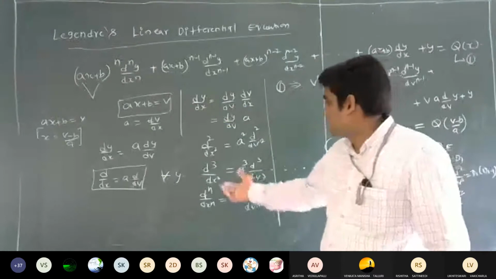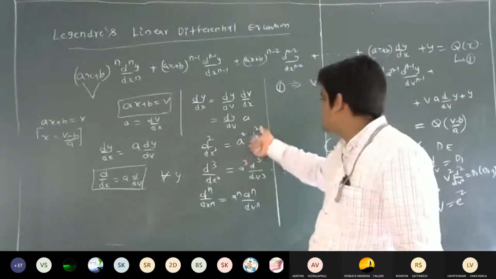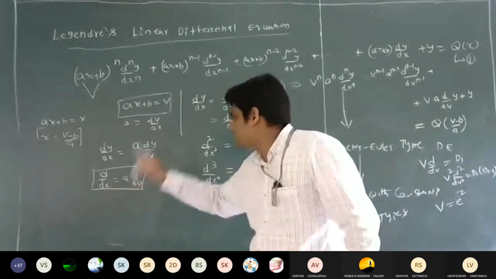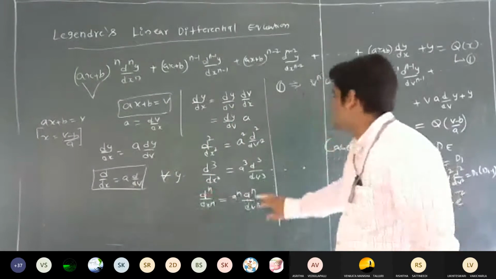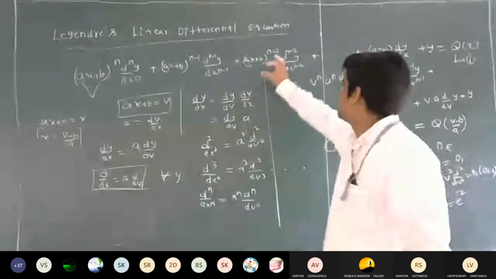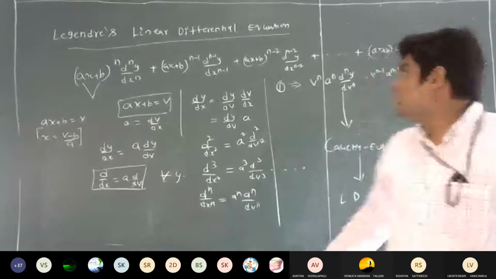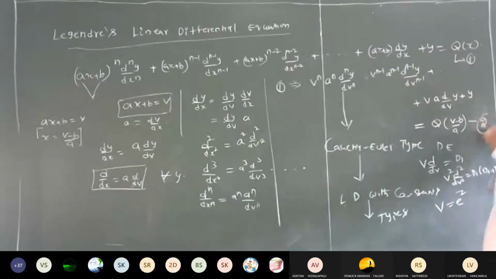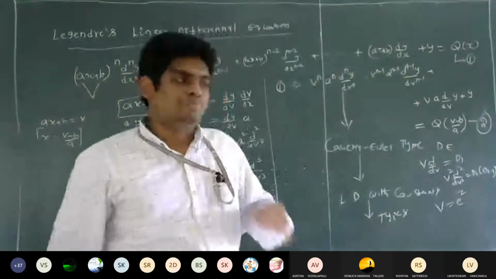Therefore d square by dx square is nothing but a square into d square by dv square. Why? Because d by dx is nothing but a into d by dv. Because of that reason, I am getting all the values. Now I just substitute these values in the given equation number 1, that is the Legendre's equation. So it becomes like this. This is equation number 2, and equation number 2 is nothing but Cauchy-Euler type.